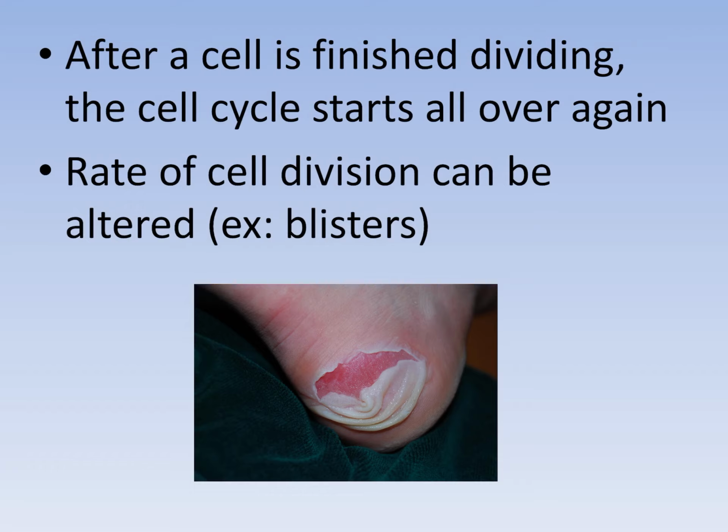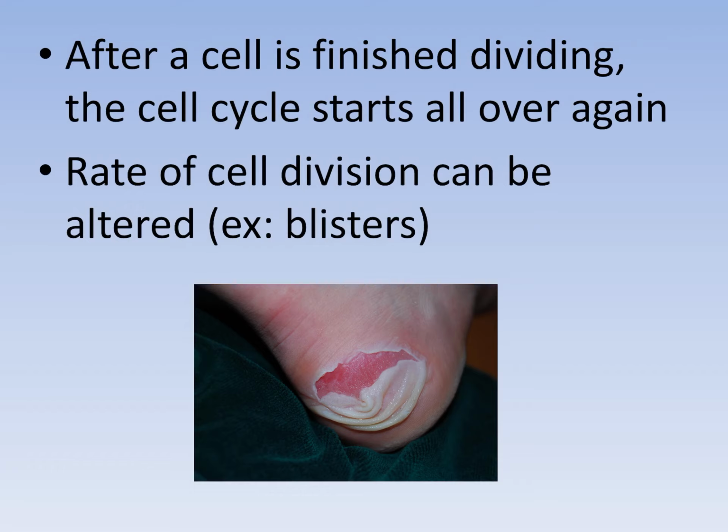Now, there are a few parts in our body where the division doesn't happen like it maybe should. So the rate of cell division can be altered. So an example of this is blisters, and most of us have experienced blisters in our life. They're not fun. They do not feel good. So what do you think? Do you think the rate of cell division would be faster or slower when you get blisters? Yeah, it's going to be faster.